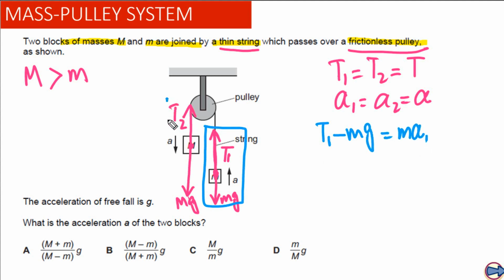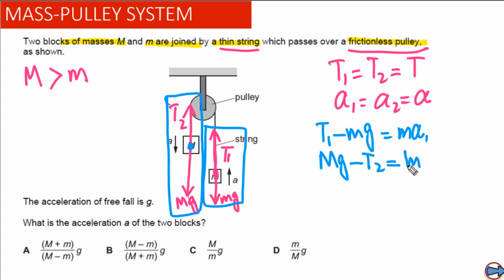And for the bigger mass, we can also draw the free body diagram. As you can see, we already have the free body diagram. We can write down the resultant force. So this is mg minus T2, meaning mg is greater than T2, and this has to be equal to capital M, the mass of that block, times the acceleration, which we can say is A2.